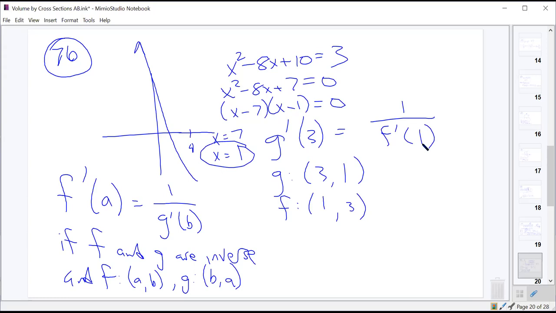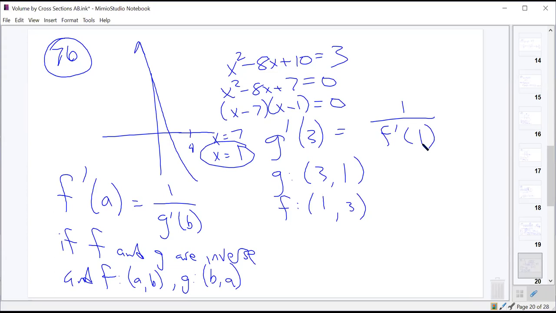Everybody here good with that? Riley, you okay with that? You have a quizzical expression on your face. Why did you choose 1 instead of 7? I chose 1 instead of 7 because the problem specifically says the left-hand part of the problem. So 1 is to the left of 7. That makes sense? Wonderful.